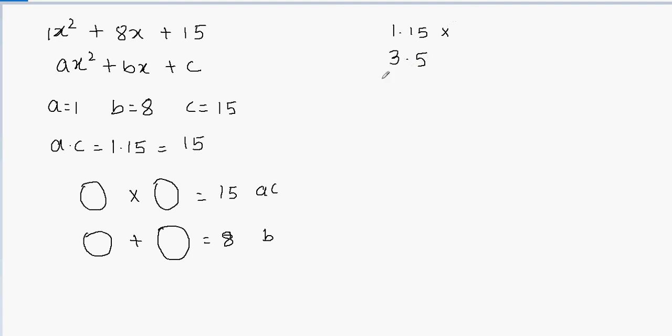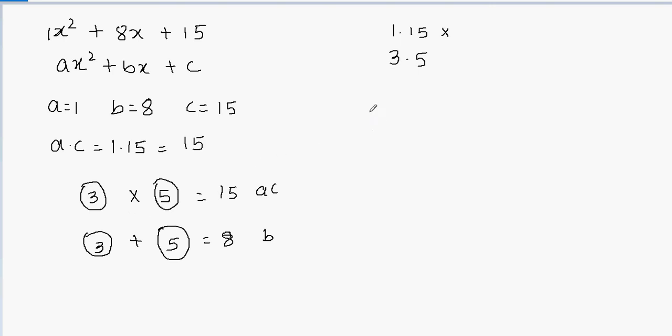Now let's try 3 and 5. Okay, so if I put 3 inside the circle and 5 here, 3 times 5 will be 15, which is good, okay? Let's check this one. 3 plus 5, is that equal to 8? The answer is yes. So I'm going to write here 3 and 5 and 3 and 5. So here these factors could be different, but these two have to be the same. So the same numbers should be multiplied to give you 15, and the same numbers should add up to give you 8. So 3 times 5 is 15, and 3 plus 5 is equal to 8. So 3 and 5 are my factors.